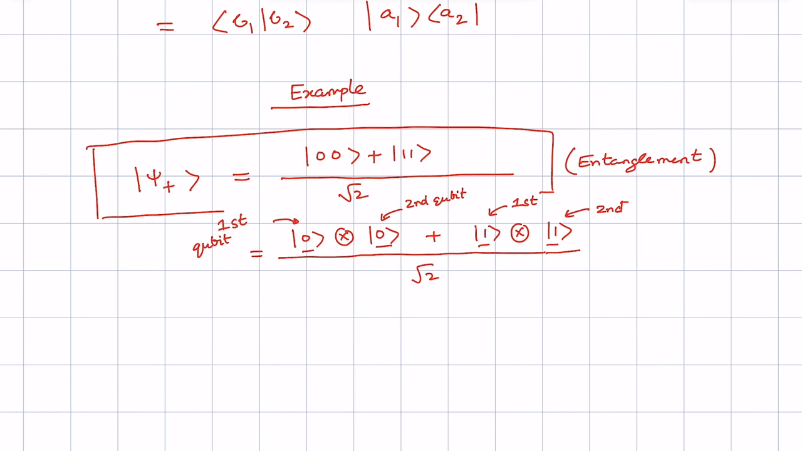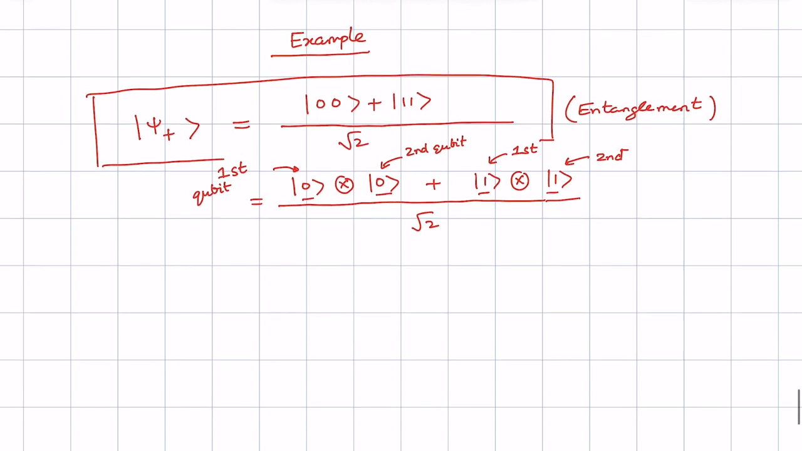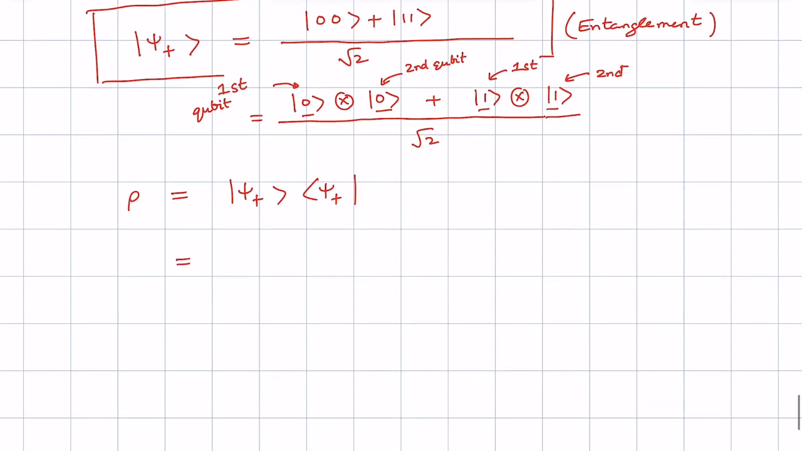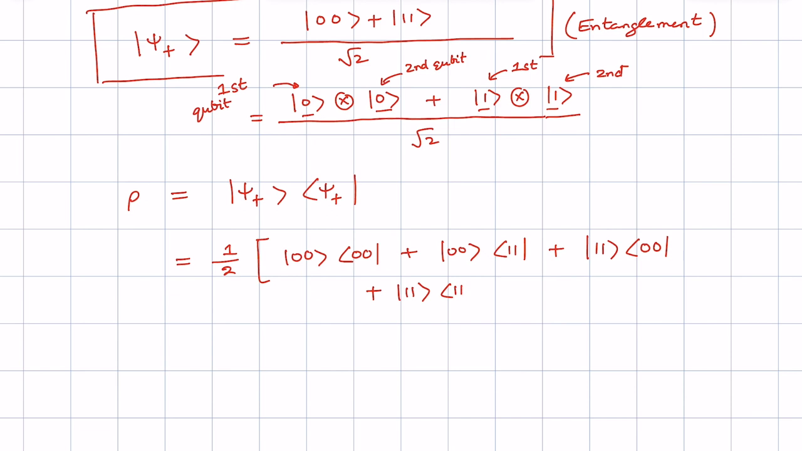Now if I write the density operator for this entangled state, it is easy to write. The density operator would be as per the usual definition, and from here we can quickly get |00><00| plus |00><11| plus |11><00| plus |11><11|, right? Again here, the first 0 refers to the first qubit, the second 0 refers to the second qubit, and so on.